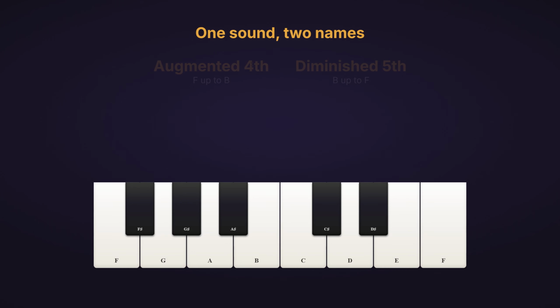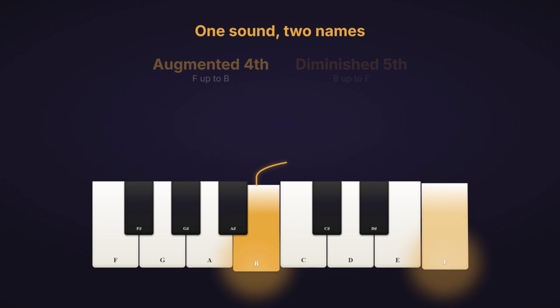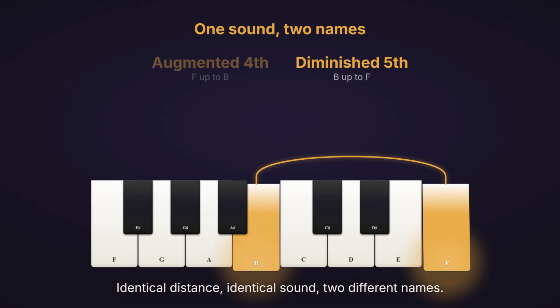The same 6 semitones can be spelled 2 different ways, depending on the music around them. From F up to B you are stepping through 4 letter names, F, G, A, B, so that tritone is called an augmented fourth, a fourth that has been stretched 1 semitone wider than usual. But flip it over. From B up to F, climbing into the next octave, you pass through 5 letter names, B, C, D, E, F, so the very same sound is now called a diminished fifth, a fifth squeezed 1 semitone narrower. Listen to both.